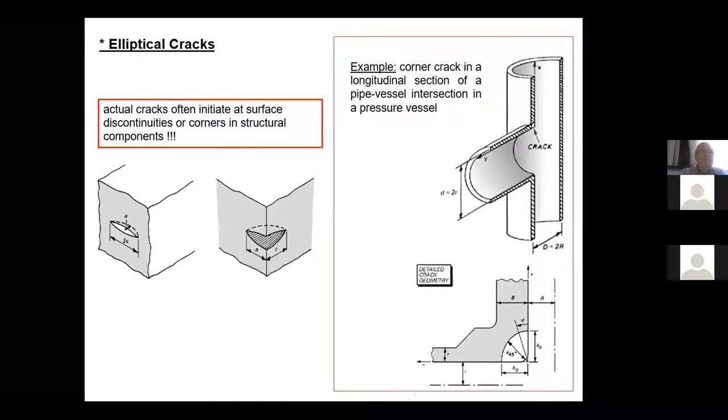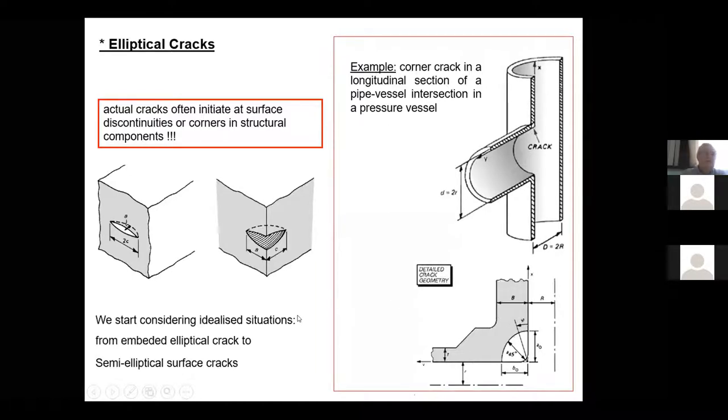Now we come to probably the most important practical problems, which are dealing with elliptical or semi-elliptical cracks. Once again, now you can see a centrally positioned crack and an edge crack, but in this case, cracks have two dimensions because they are so-called surface cracks. So length is typically denoted by 2C and depth is denoted by A. And such a crack can be found typically as, let's say, a corner crack in a longitudinal section of a pipe vessel intersection, and also practically in any engineering component. You can see here a detailed crack geometry, and now let's see what we can do about it.